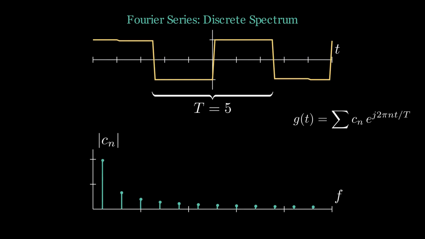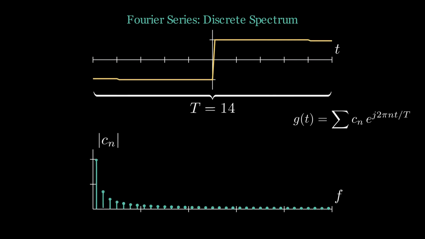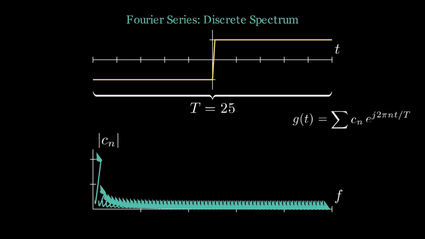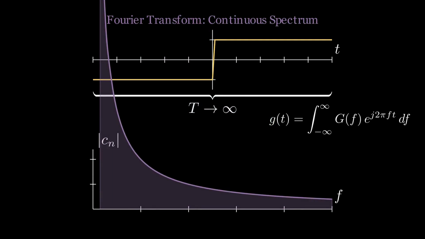But here comes the brilliant insight. What if the signal doesn't repeat? We can imagine it as a periodic signal whose period keeps getting larger and larger. As we stretch the period T toward infinity, the spacing between the allowed frequencies, 1 over T, shrinks toward 0. The discrete frequency spikes become packed closer and closer together until they form a continuous distribution of frequencies.